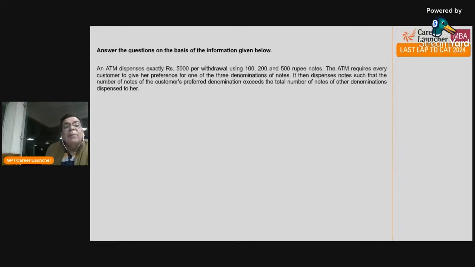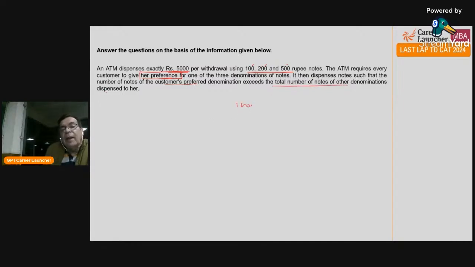An ATM dispenses exactly rupees 5,000 per withdrawal using 100, 200 and 500 rupee notes. The ATM requires every customer to give her preference for one of the 3 denominations of notes. So you need to give your preference as to which of the 3 notes you are more interested in: 100 or 200 or 500. It then dispenses notes such that the number of notes of the customer's preferred denomination exceeds the total number of notes of other denominations put to her.